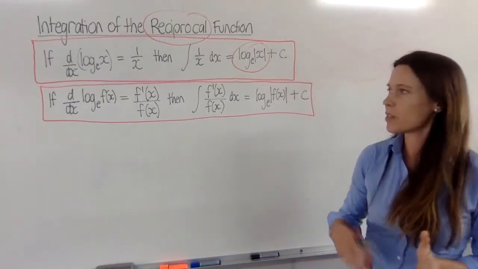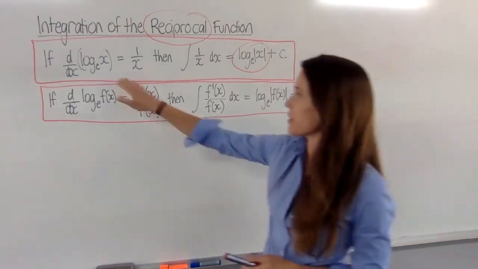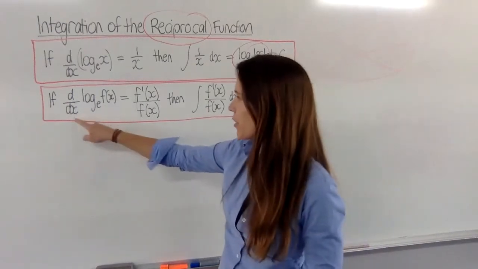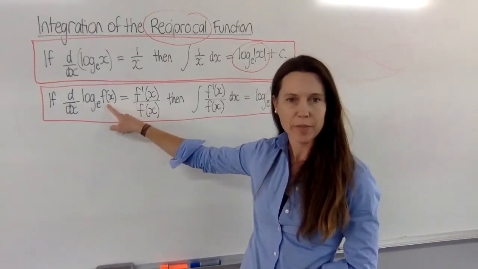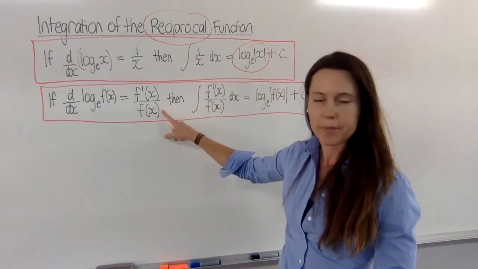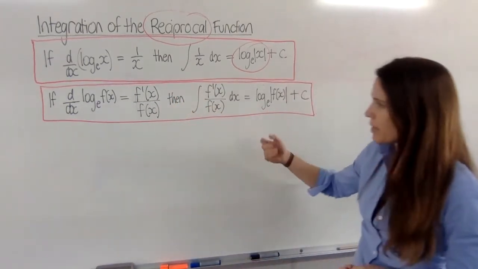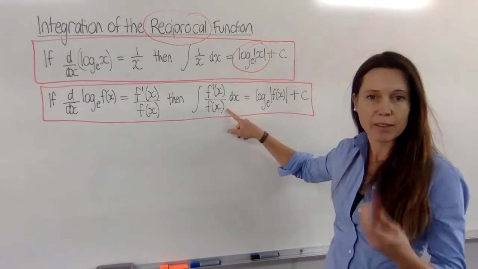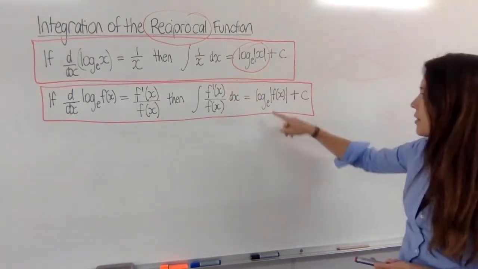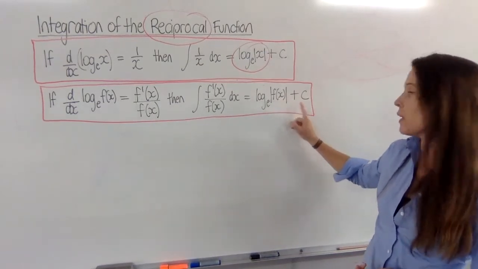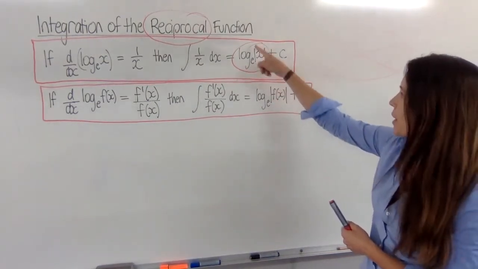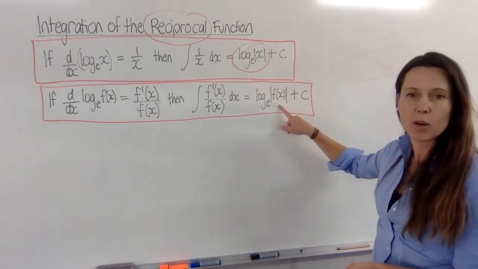So it should be no real surprise following on then from our really simple rule. The slightly more complicated version is that if we differentiate a log of some function of x, we get f dash x over f of x. We've already learned this. So it makes complete sense that if we integrate something that looks like f dash x over f of x, then we're going to get the log of that function plus a constant. And you'll notice here again, the absolute value brackets that we had up here are again required.